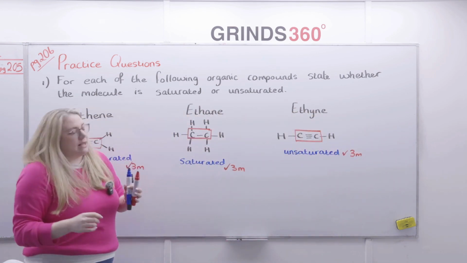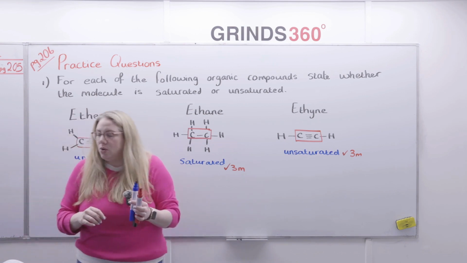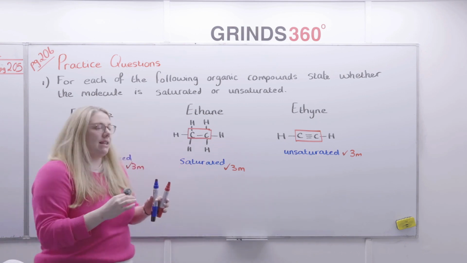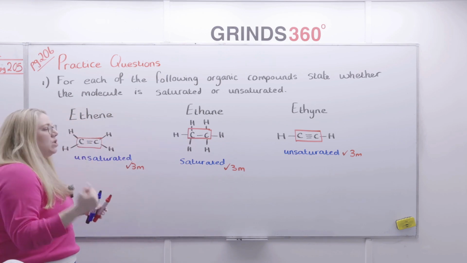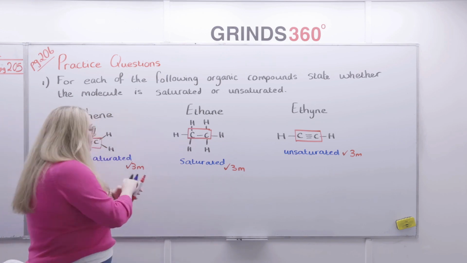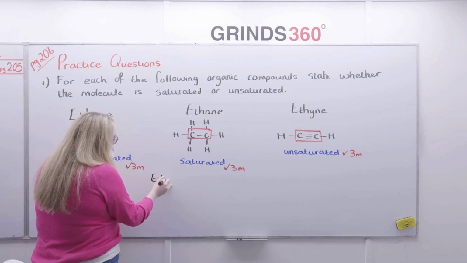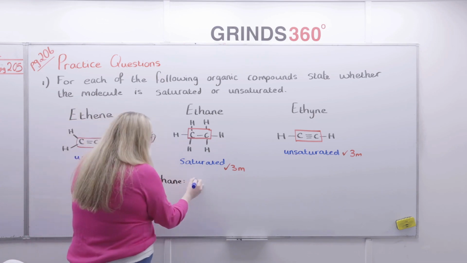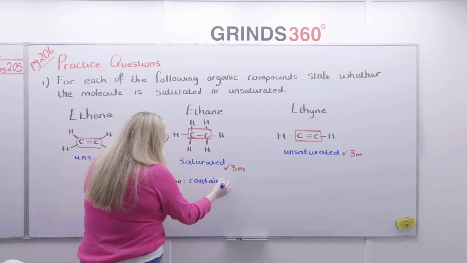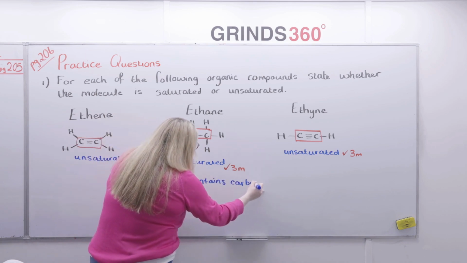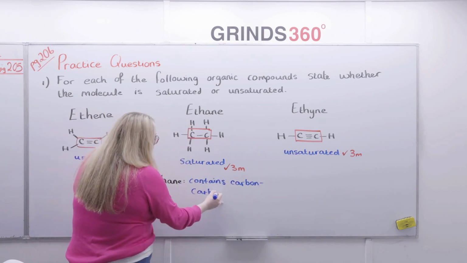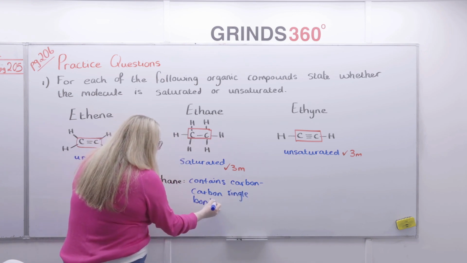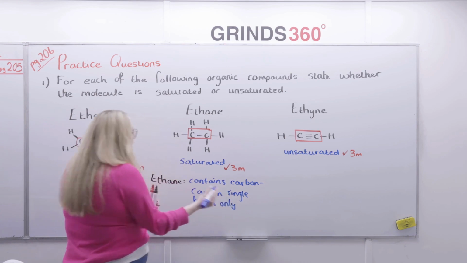Now, question 2 in the practice questions: explain your choice of saturated or unsaturated for ethane and ethyne. In your explanation, make your definitions work for you here. So we're going to go for ethane. Why is ethane saturated? Because it contains carbon-carbon single bonds only. Or only carbon-carbon single bonds is fine.